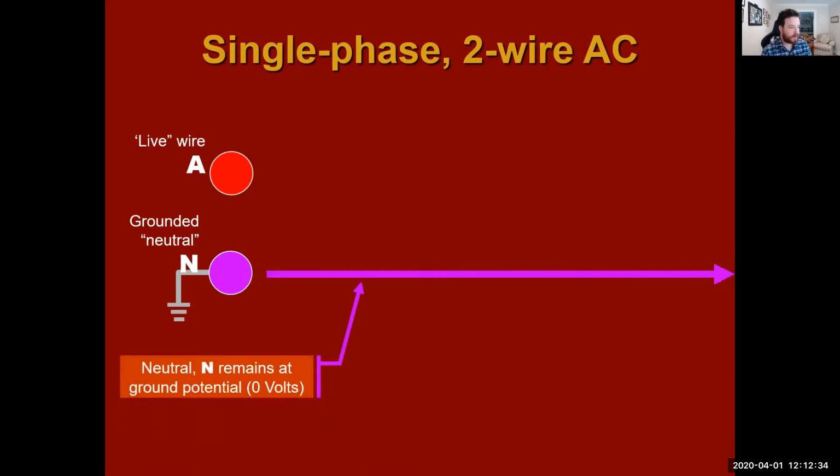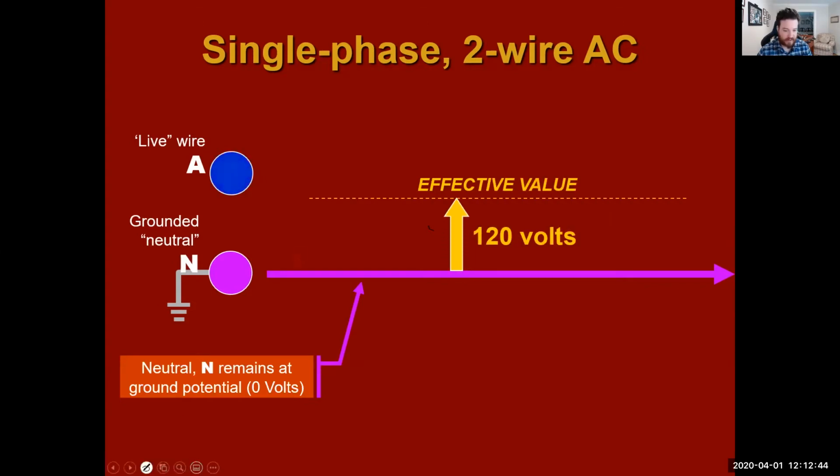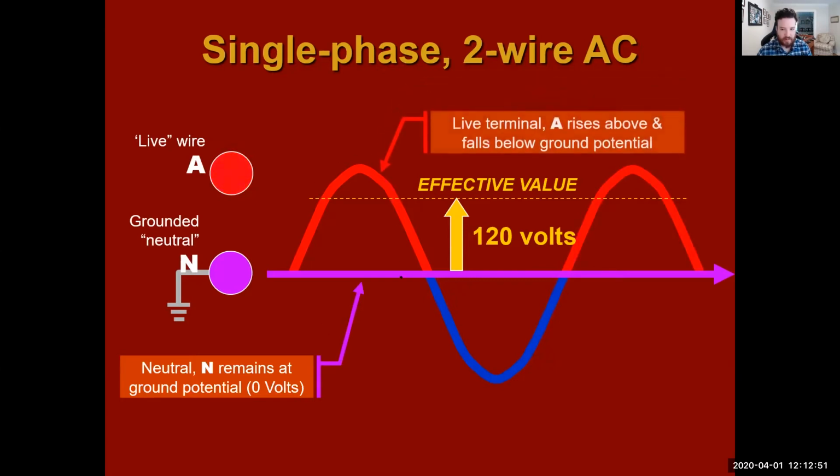So we have our ground, our neutral wire. All right. It's a ground potential. It has 0 volts. All right. We have our effective value of 120 volts. And the big thing we should notice is that our sine wave is going above and below our effective value.